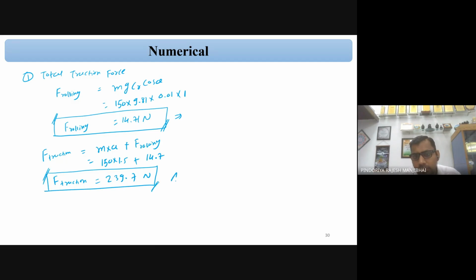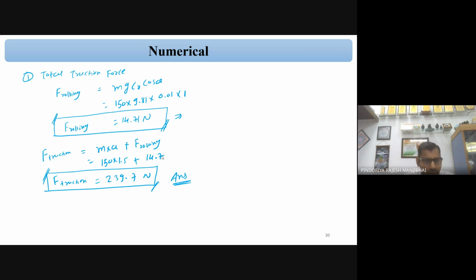Yes, this one is your final answer, correct? So that is the total traction force. First we have to calculate the rolling force, otherwise you can directly add mass into acceleration because acceleration is given in this numerical. Any confusion? Any query?